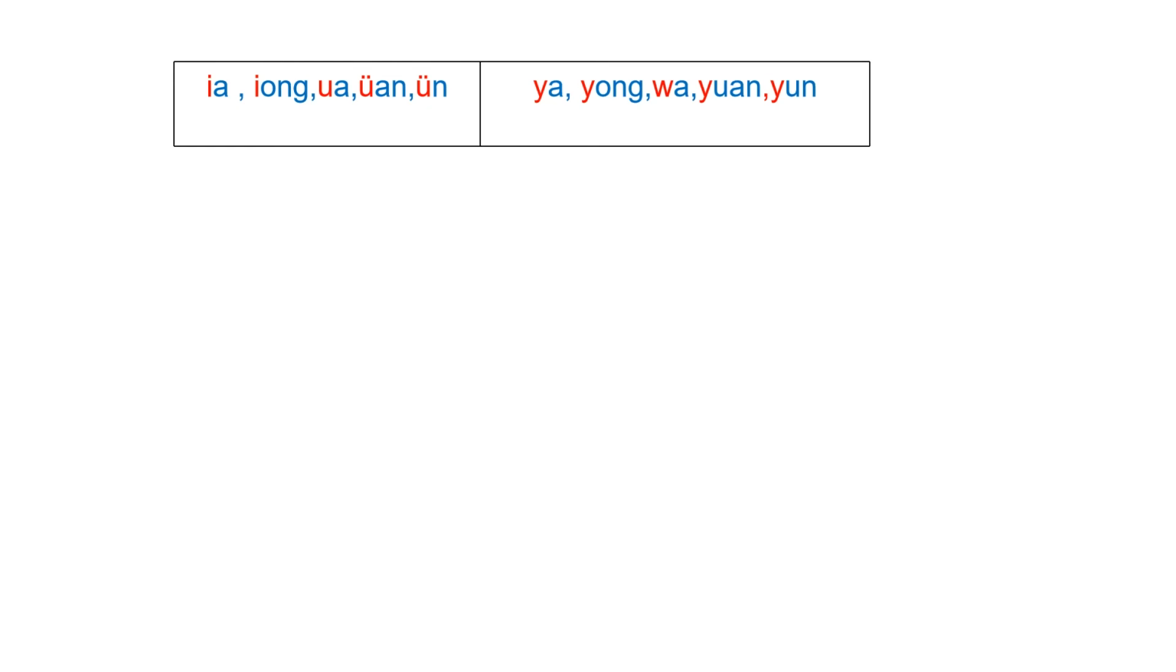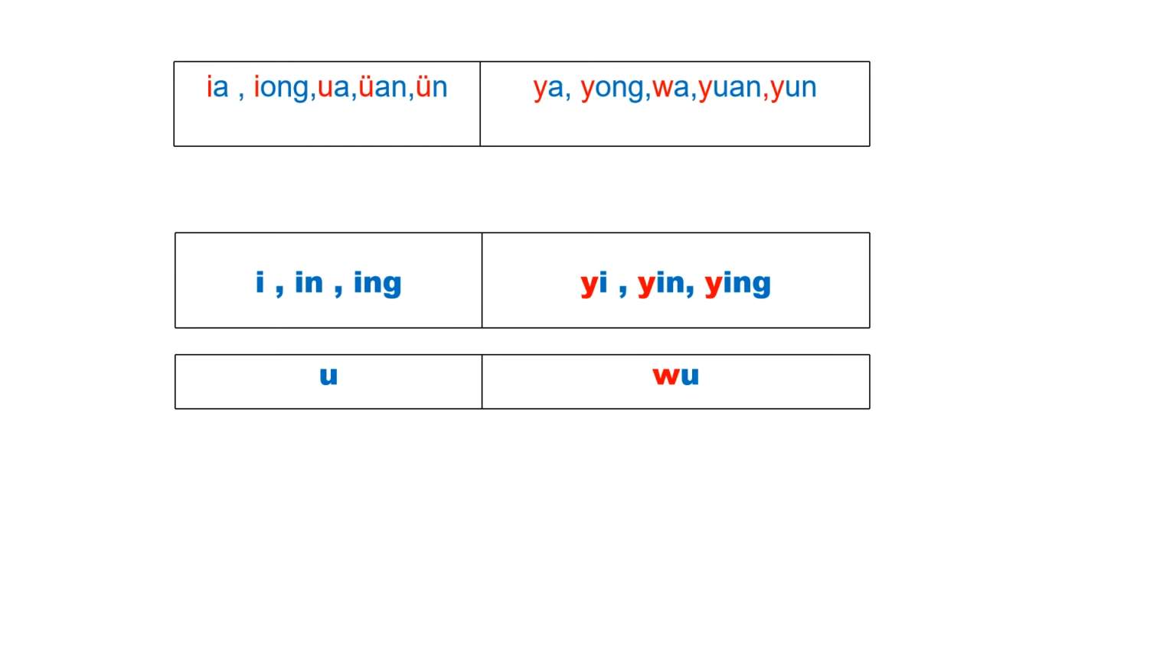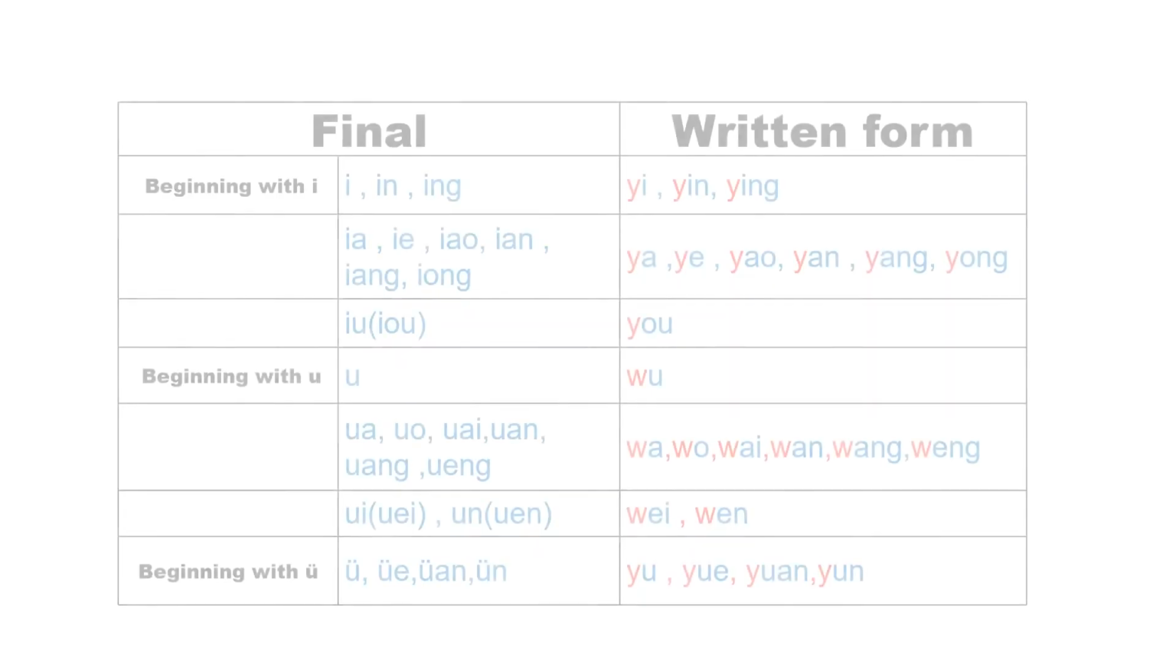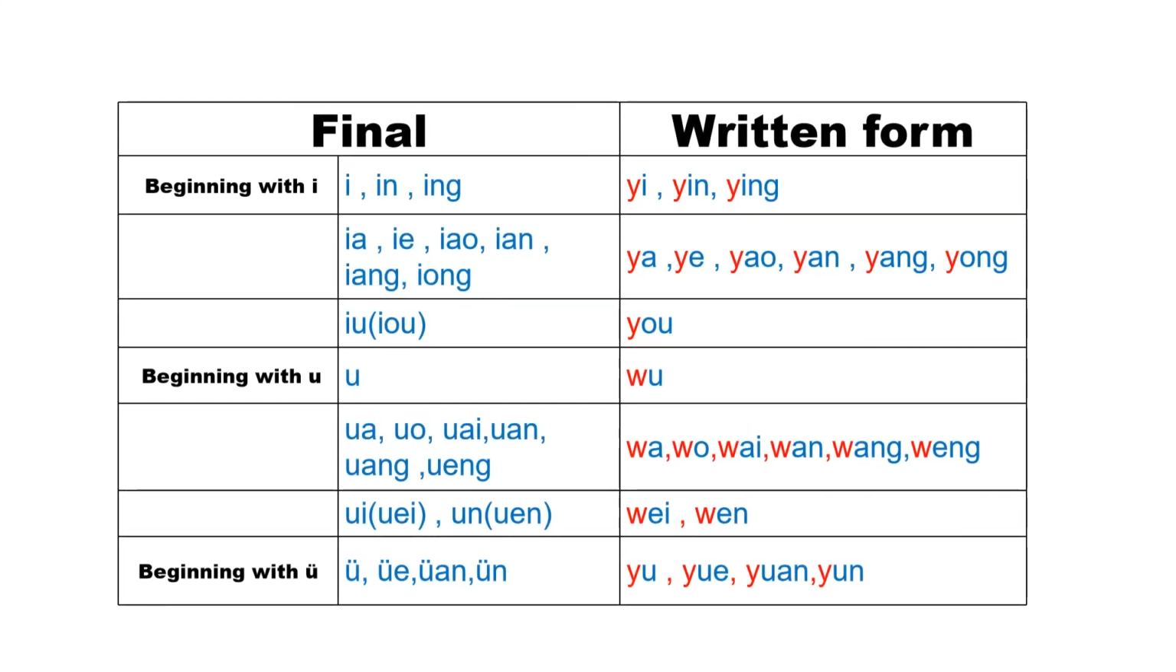Let's have a conclusion. If a final beginning with i, u, or ü has no initial before it, initials y or w are used in the written form to replace finals i, u, ü. However, for the 4 finals i, u, in, and ing, initials y or w are put before them. See the following table for details.